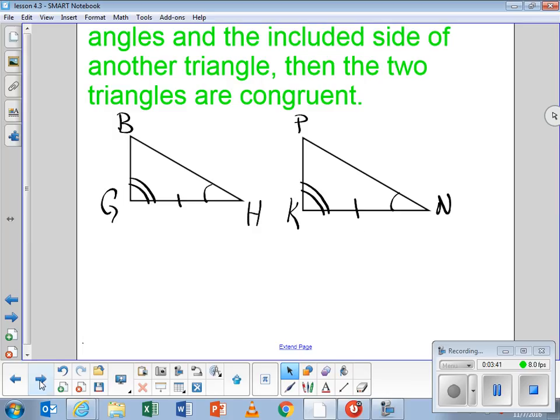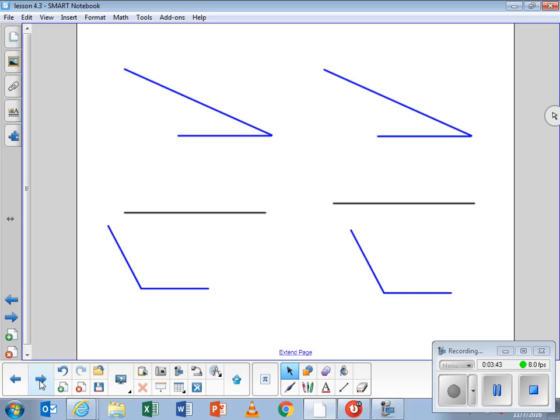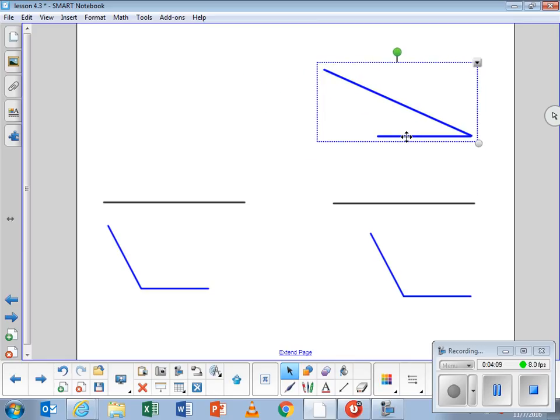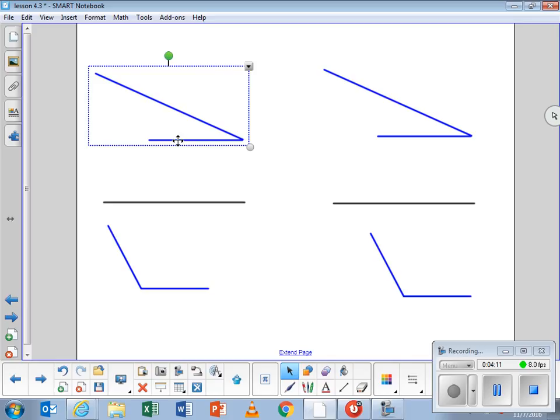Okay? Now, you can just set your pencil down. You don't have this slide. I want you to watch for a second. What I've done is I've copied this segment to be exactly the same as that one. Do you agree? Okay. And I've copied this angle to be exactly the same as this one. Do you agree with that? And I copied this angle here to be exactly the same as this one. Do you agree with me?